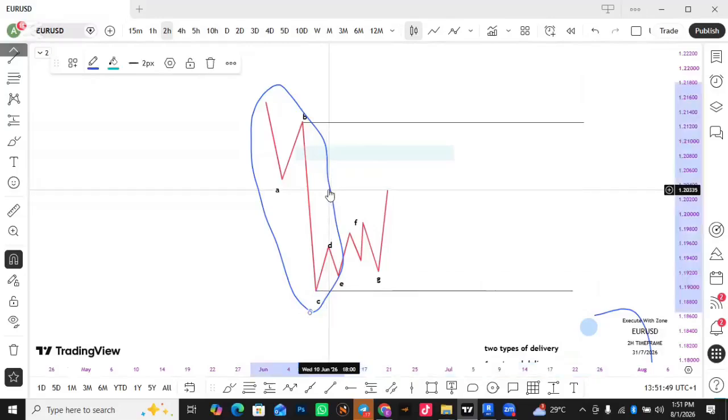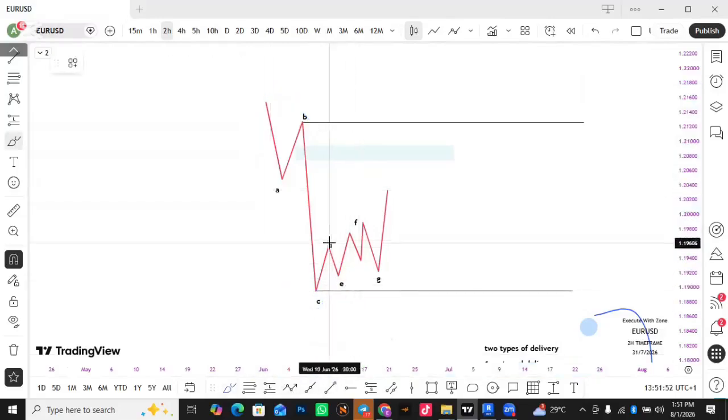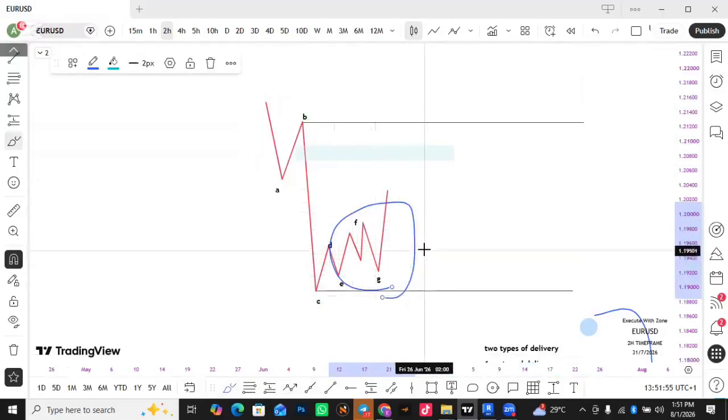Forget about everything that is happening next year. Forget about from this D to this G. Forget about this move here. All this move here, they are the internal.